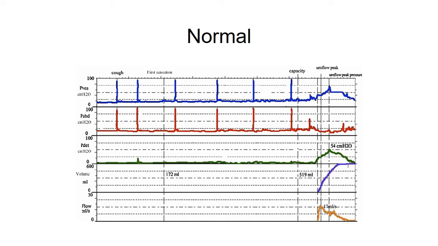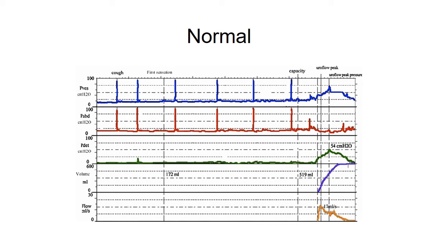We can see that there are instances of increased abdominal pressure and vesical pressure, that is blue and red. This is due to cough. We can see that the detrusor pressure is remaining low, so it's marked as green. It should be below 10 cm of water.